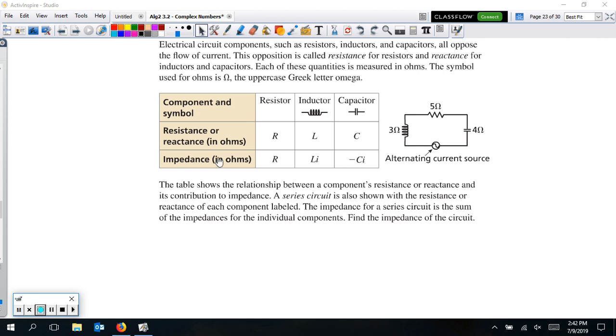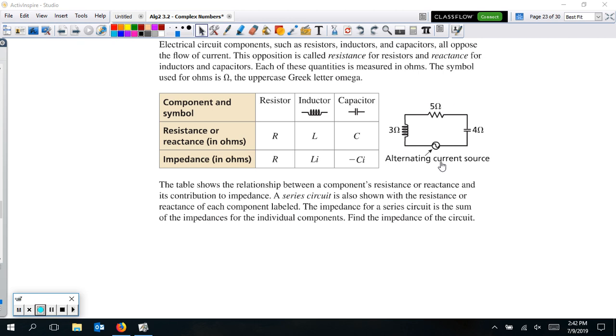We need to realize that this one, the inductor, is an imaginary number for impedance. This one, the capacitor, is also an imaginary number for impedance, but it's negative and imaginary. This one's positive and imaginary, and this one is negative and imaginary. The resistor at the top is just a real number. R could even stand for real. So this one at the top is going to stay a real number.